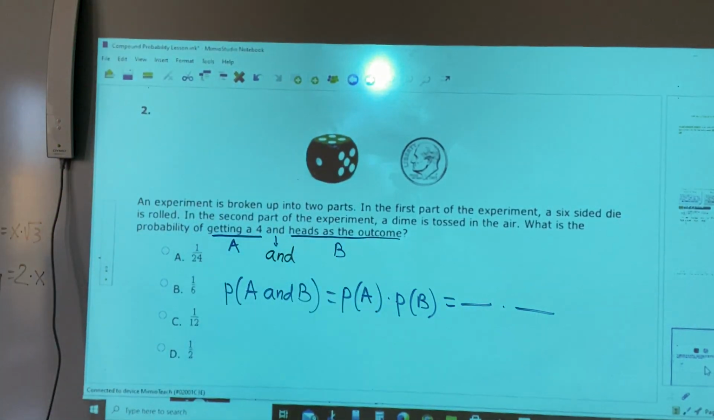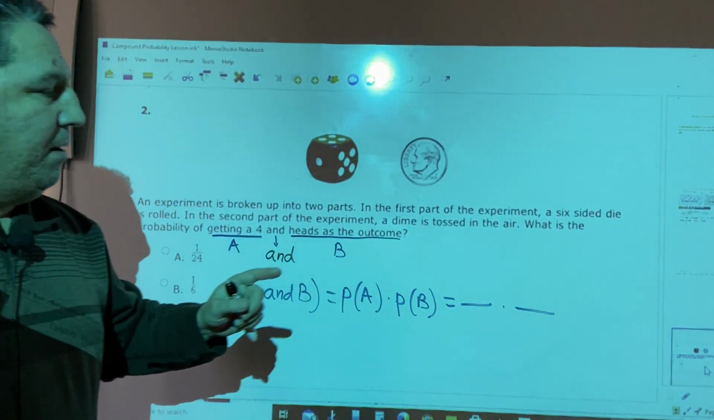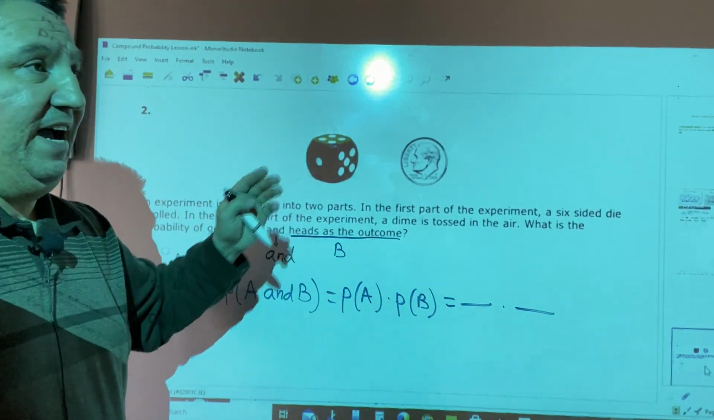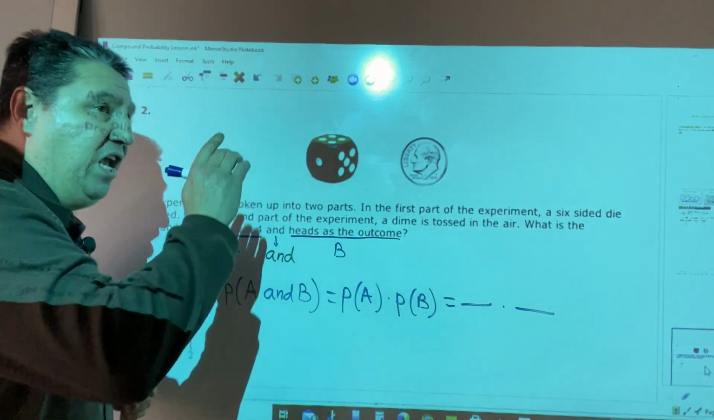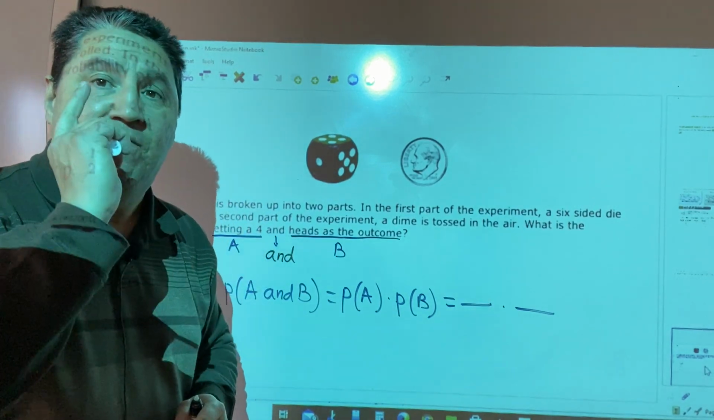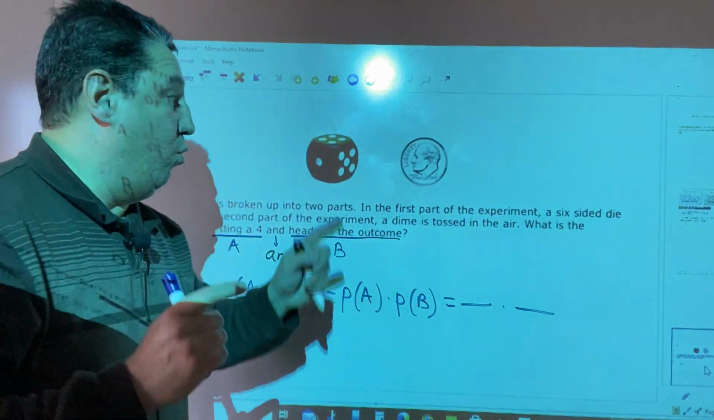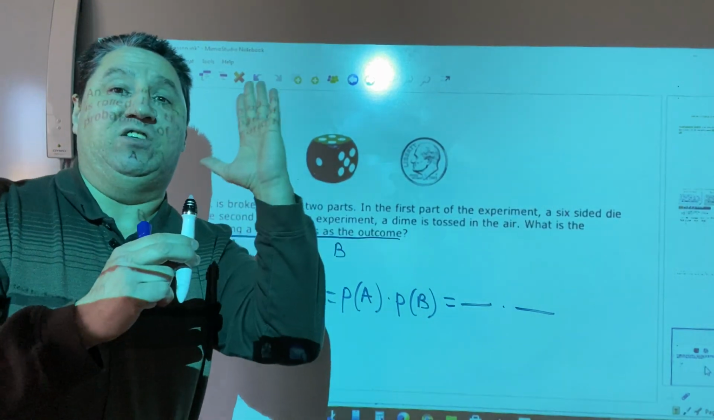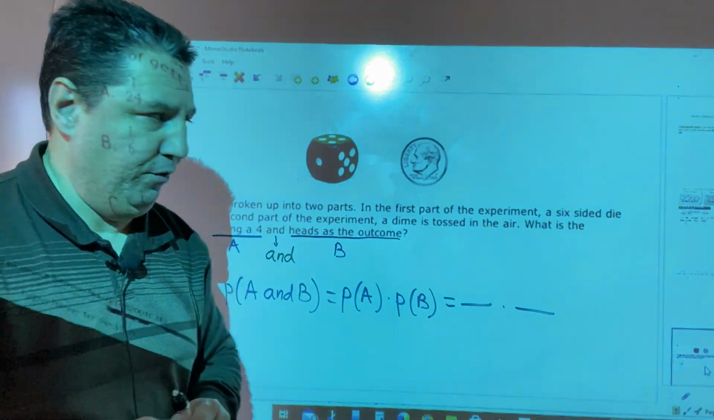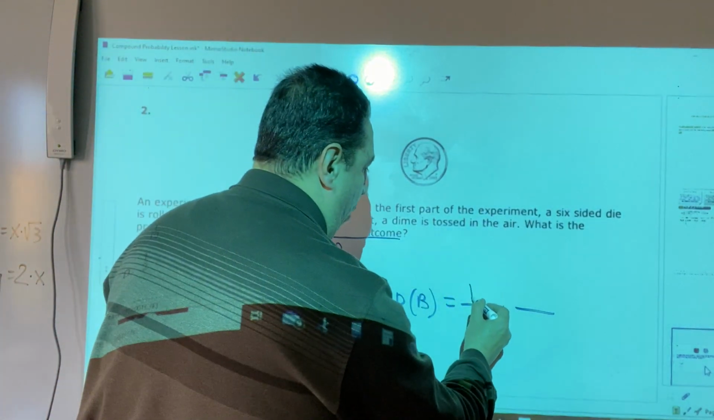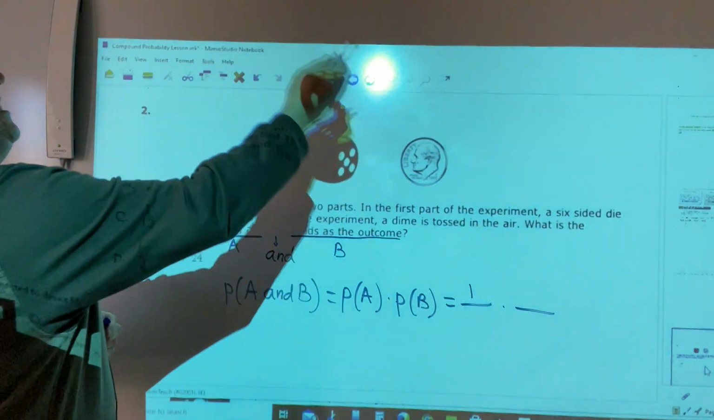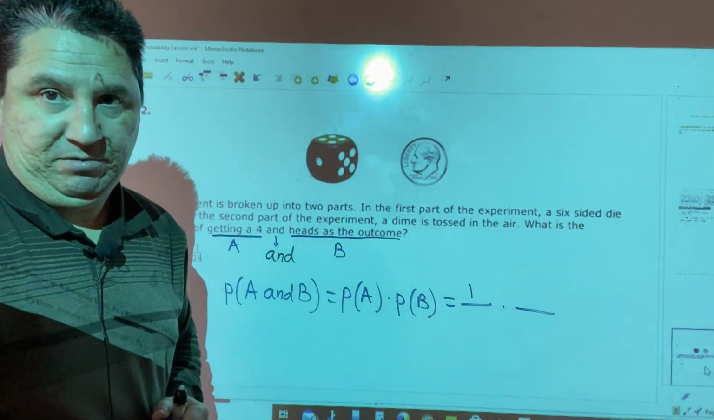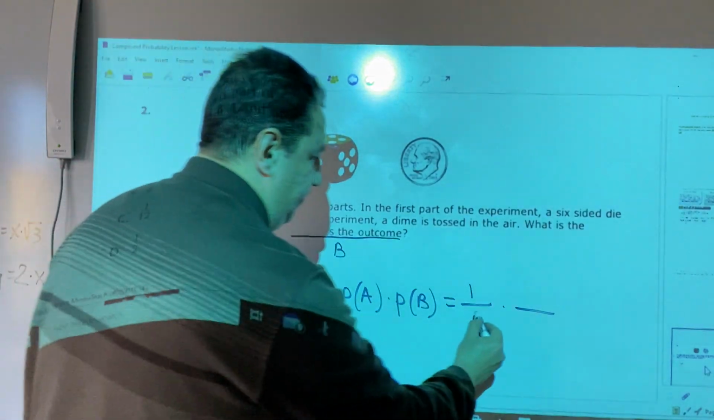Now, what is the probability of event A of getting a 4 when we roll a die? We have only one possible favorable outcome to get a 4, because there is only one face with the number 4. So we have 1 out of 6, because we have 6 possible outcomes when we roll a die.